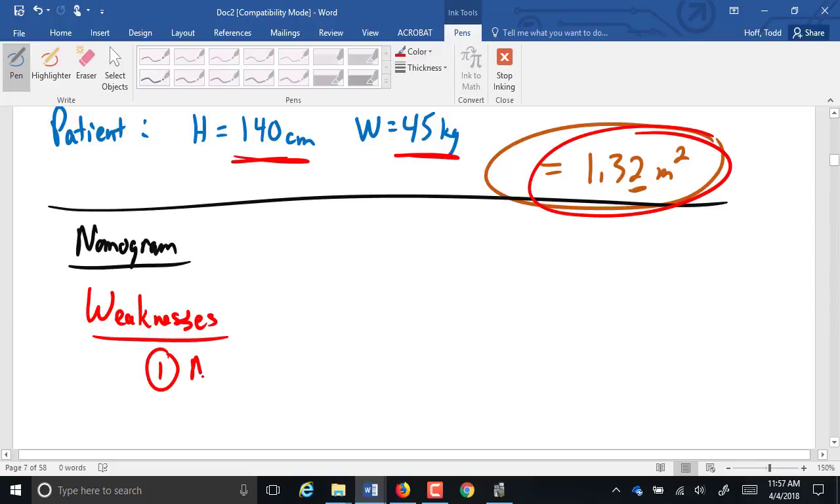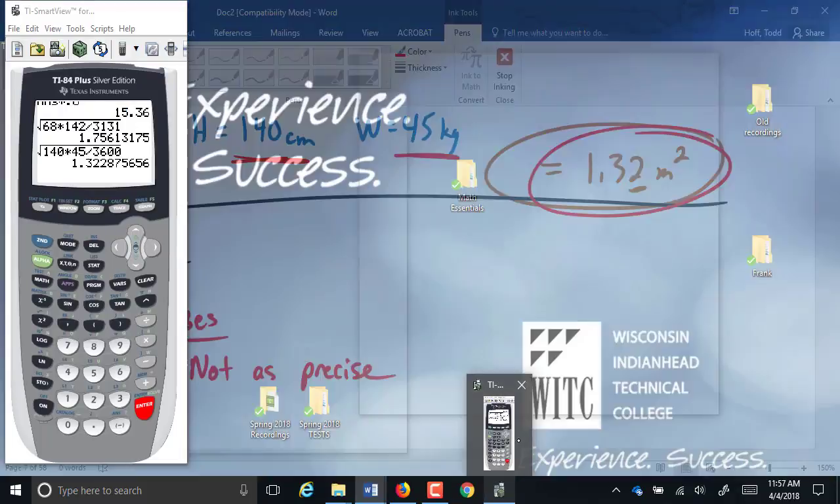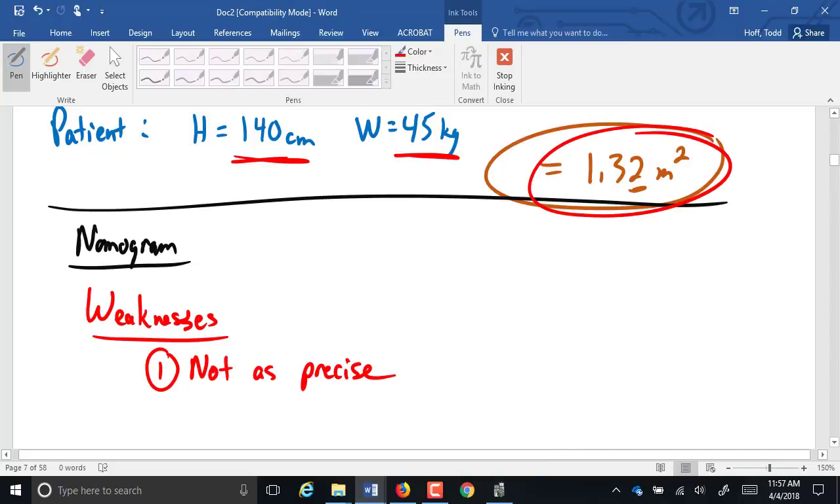One is it is not as precise. You can see here we were a few square meters off from our formula value. And it requires some space to set it down. You can't just be walking around and line things up and make it work. You've got to have the ability to hold things steady and line them up, whether that's laying them down on a countertop or having a clipboard that you can hold steady enough to do it.